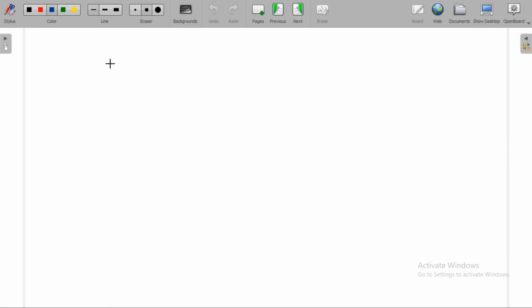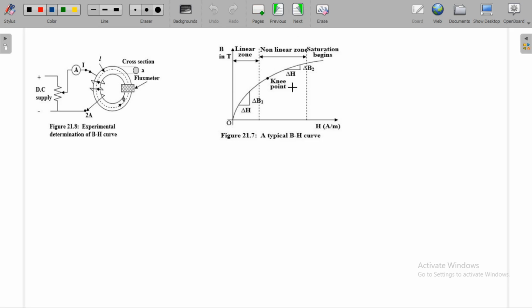Now let us discuss the BH curve. Experimental determination of BH curve. Supply is given to this magnetic material. Here we use a flux meter. You can also use a ballistic galvanometer for the measurement of flux. It is not only used for the measurement of charge, it can also be used for the measurement of flux.